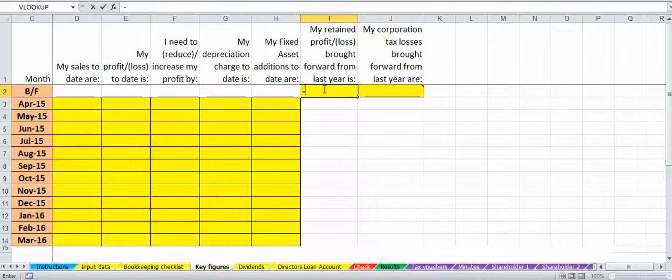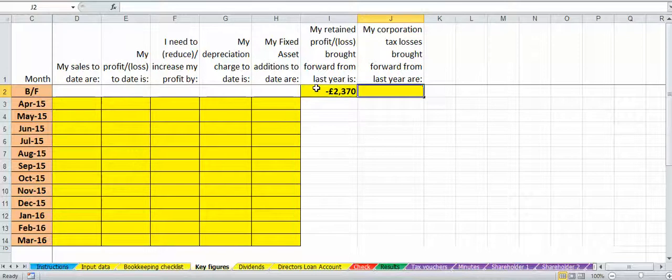So let's say we've brought forward a loss of 2,317. This can often happen in your first year of trading. Then it asks for your corporation tax losses brought forward from last year. Again, if we haven't done your accounts, this will have to be an estimation. It will be different from your retained loss, and you'll find that on your corporation tax computation. And if you don't know where to find that, just ask us and we'll help.